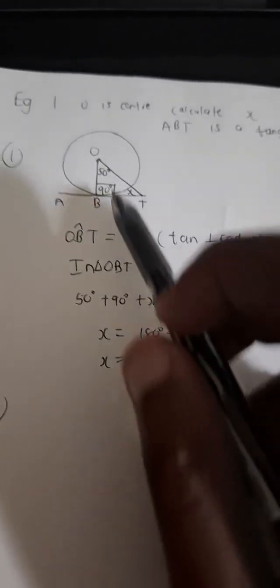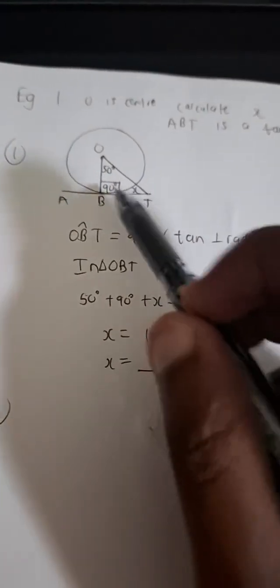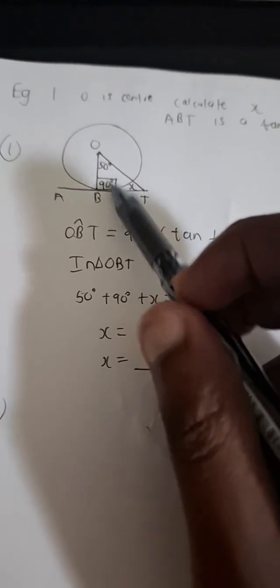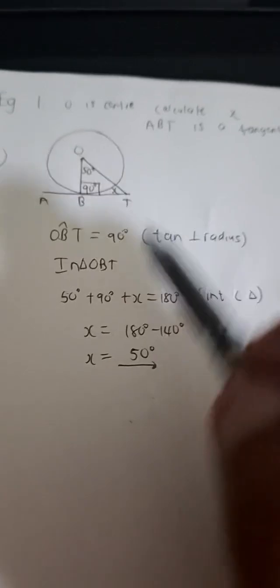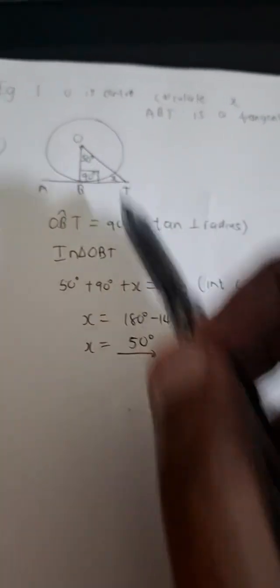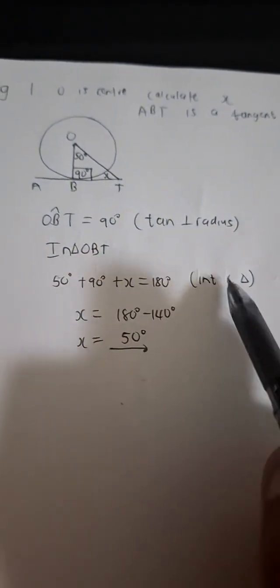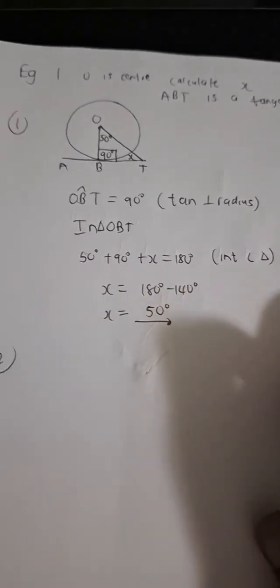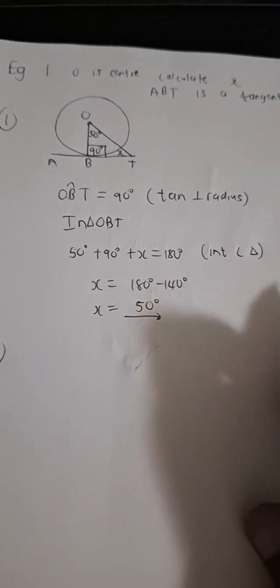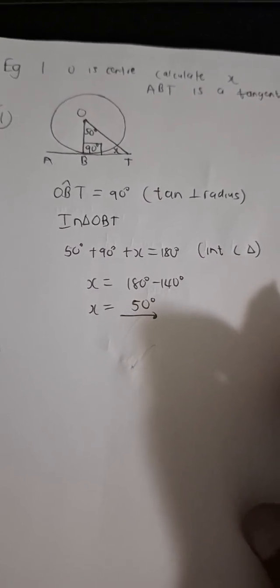Then we find the missing angle. We update our diagram. We write the 90 inside. Then we can see that this is triangle OBT. So we know that the sum of angles in a triangle is 180 degrees. We know our reason. We get the value of X. X is 40 degrees.